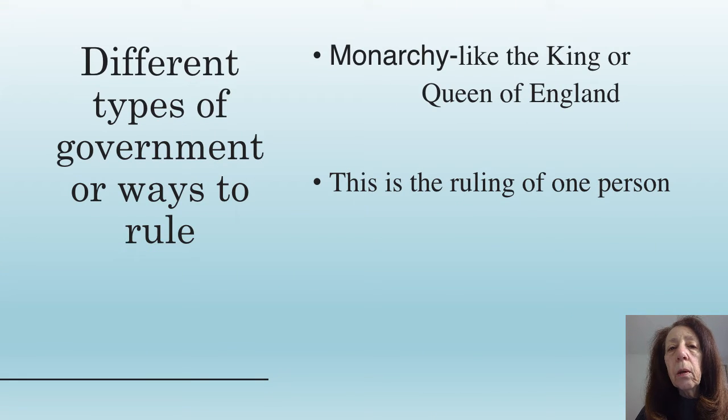The first type of government that I'm going to introduce you to is a monarch or monarchy. This is the ruling by a king or queen. In England, there is a queen, Queen Elizabeth. She's been ruling the country for many years. At this point in time, however, she's a figurehead. But if we lived many years ago, she would be ruling the country, or a king would be ruling the country.